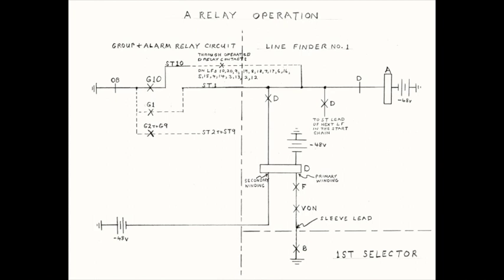Now let's see what happens when a line finder is not available for selection. When a line finder is not available for selection, its D relay is operated. From the diagram, we can see that if a D relay is operated, its A relay operating path is opened by a break contact of the D relay, and so the A relay cannot operate and the line finder cannot be seized. Instead, a make contact of the operated D relay extends the ground on the ST lead through to the next choice line finder in the start chain.